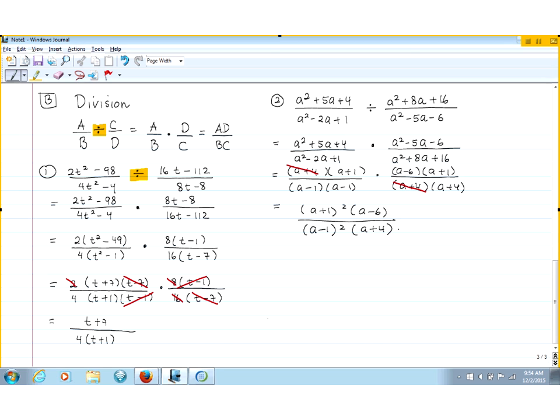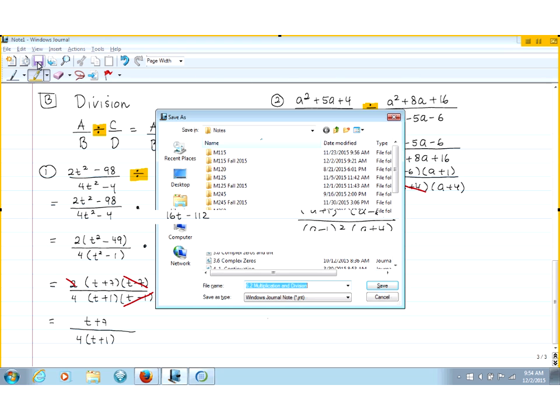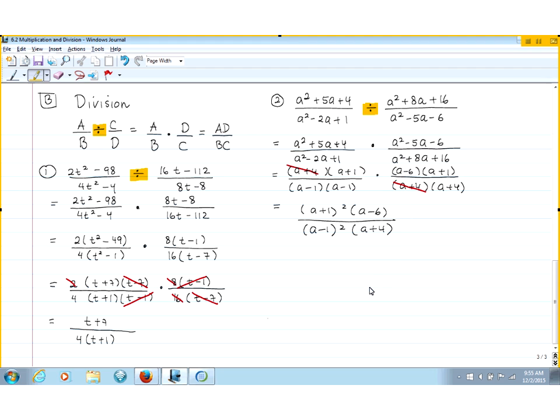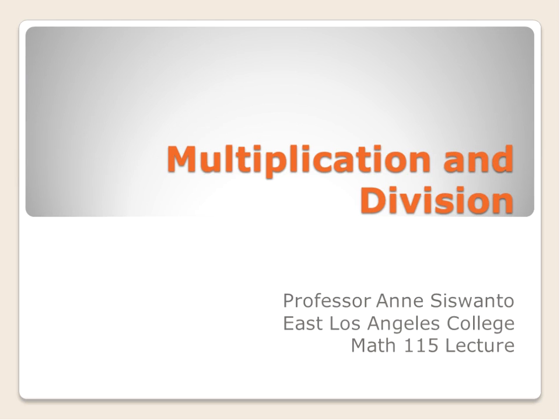Doable? Okay. So I'm actually done with division. Division is exactly the same as multiplication. What is the difference? You have to rewrite the division as a multiplication with the reciprocal. Yeah. So that's it. This is 6.2. All right. Let's see. So let me save this. So 6.2 multiplication and division. So let's find 6.3. Okay. Oh, we're doing fast. So are you okay so far?